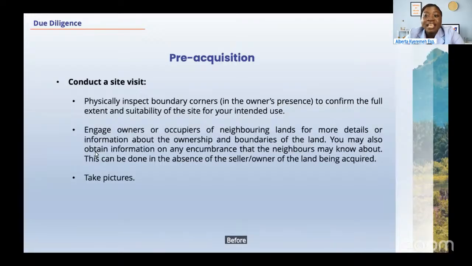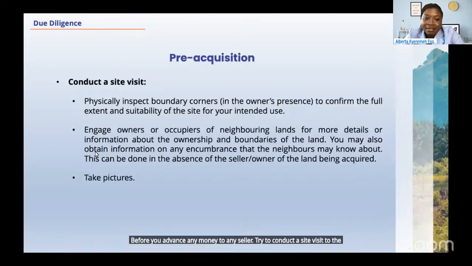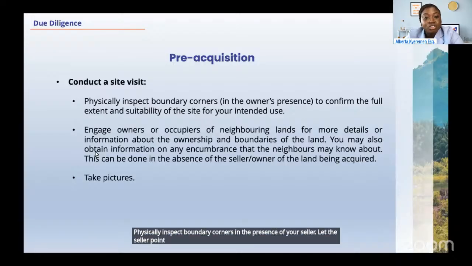Before you advance any money to any seller, try to conduct a site visit to the land you are buying. Physically inspect boundary corners in the presence of your seller. Let the seller point out the boundaries of their land and confirm the full extent and suitability of the land for what you intend to use it for.